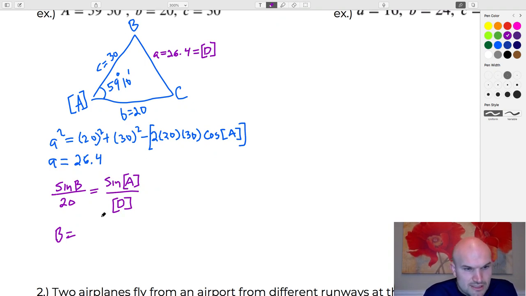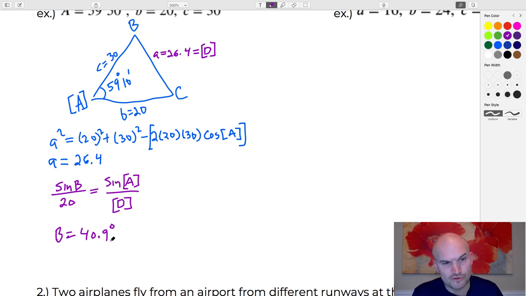So B is going to be 40.9 degrees. And then what I can do is, if you want to go ahead and convert this over to minutes, we could do that. I'm just going to leave everything in decimal form because we didn't really cover converting from degrees to minutes. But typically you would take the decimal version of that and multiply by the 60 to get the number of minutes. But for this case, I'm just going to leave it in the decimal form.